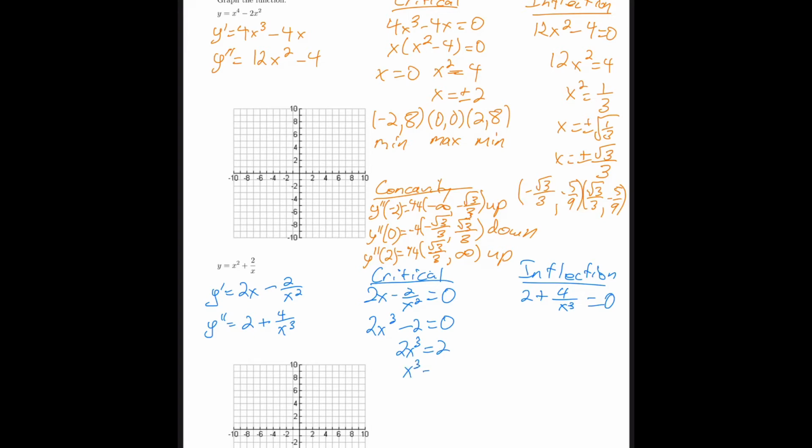So multiply both sides by x squared to get rid of the fraction, so you get 2x cubed minus 2 equals 0. Add 2 to both sides to do 2x cubed equals 2. Divide by 2 to get x cubed equals 1, so x equals 1. Over here, multiply both sides by x cubed to get 2x cubed plus 4 equals 0. Subtract 4 from both sides to get 2x cubed equals negative 4. Divide both sides by 2 to get x cubed equals negative 2. And then take the cube root of both sides to get the cube root of negative 2.